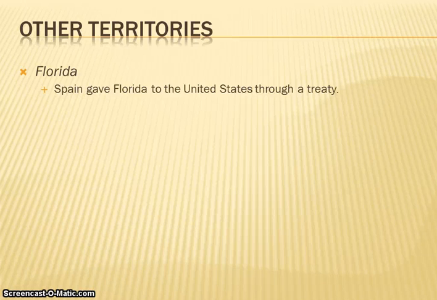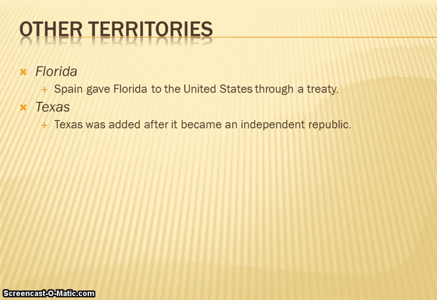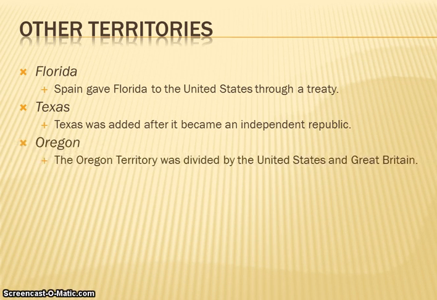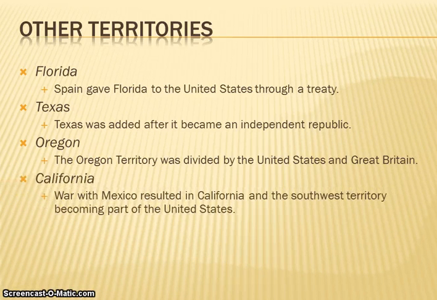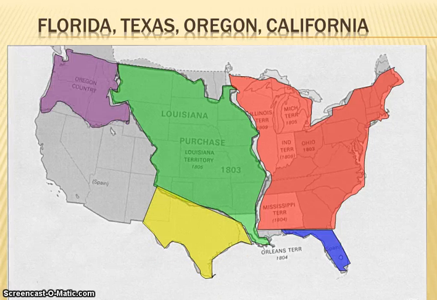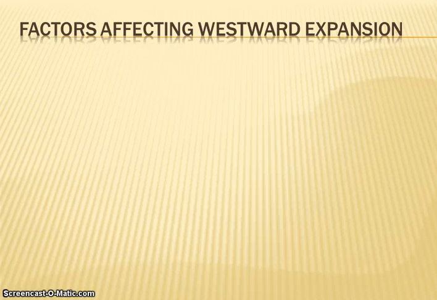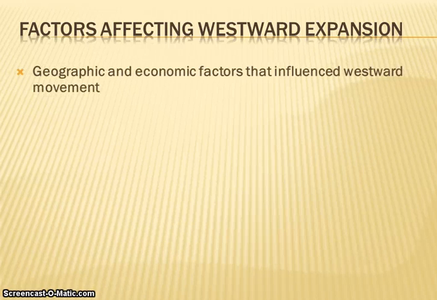Other territories, you had Florida that was ceded to the United States from Spain through a treaty. Texas was added after becoming an independent republic in the war with Mexico. Oregon Territory was divided between the United States and Great Britain. In California, the war with Mexico also resulted in a whole bunch of territory in the Southwest, including California. So Florida, Texas, Oregon, California. Maybe we should just have 6 states. There's an idea.